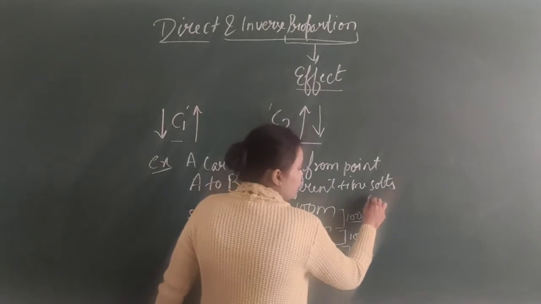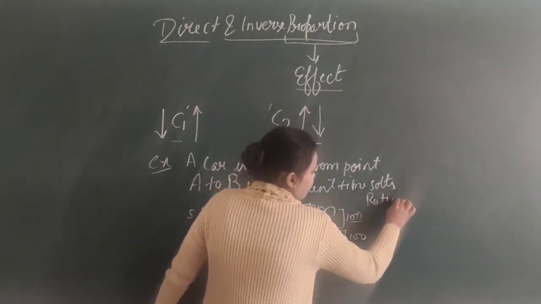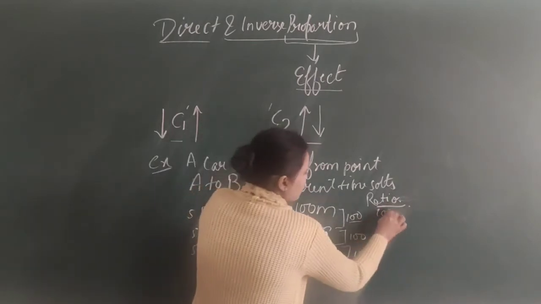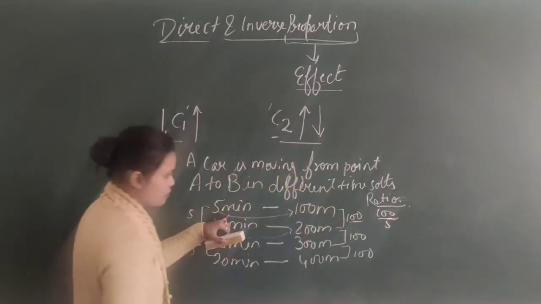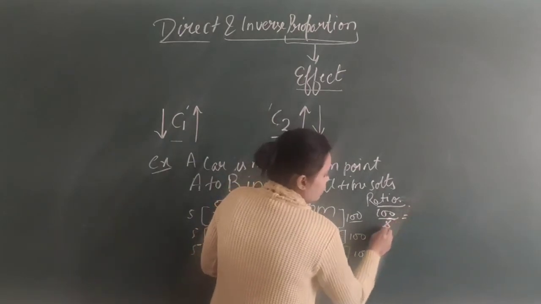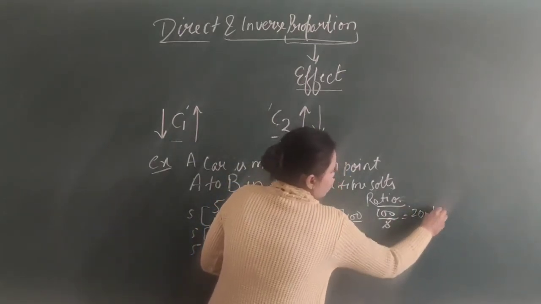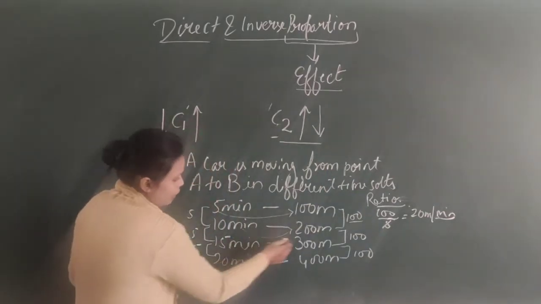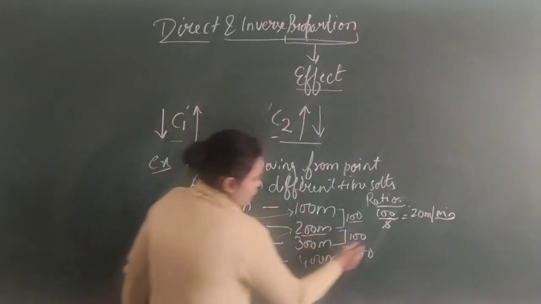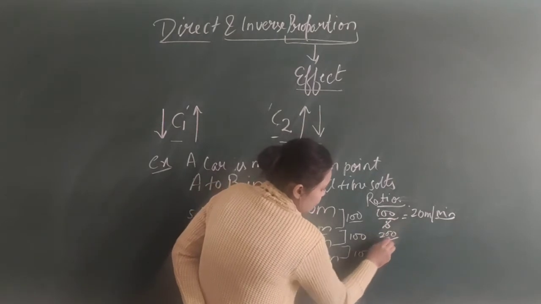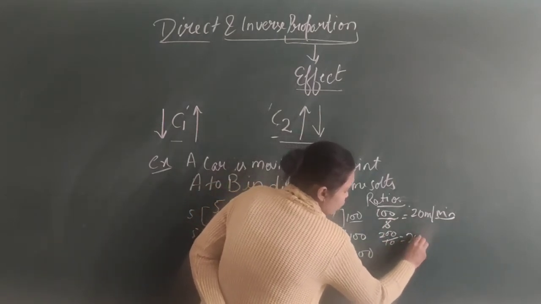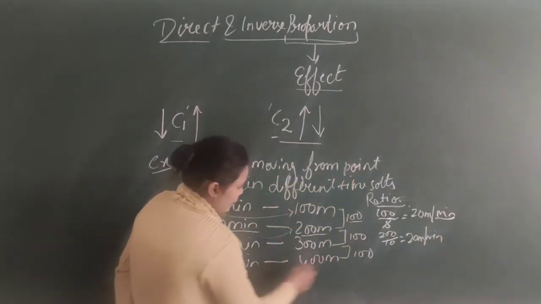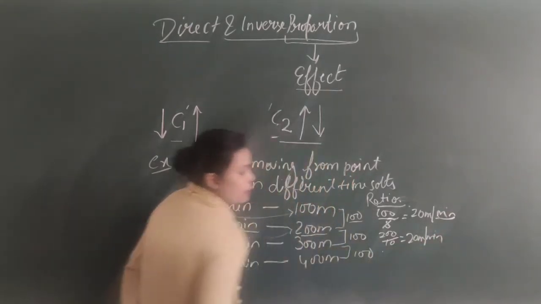Now, let's take the proportion of it. Proportion means ratio. So, the ratio 100 divided by 5 minutes will give you 20 meters per minute. Right? 20 meters per minute. Now, 200 divided by 10 will also give you 20 meters per minute. And the same for these two, 20 meters per minute.